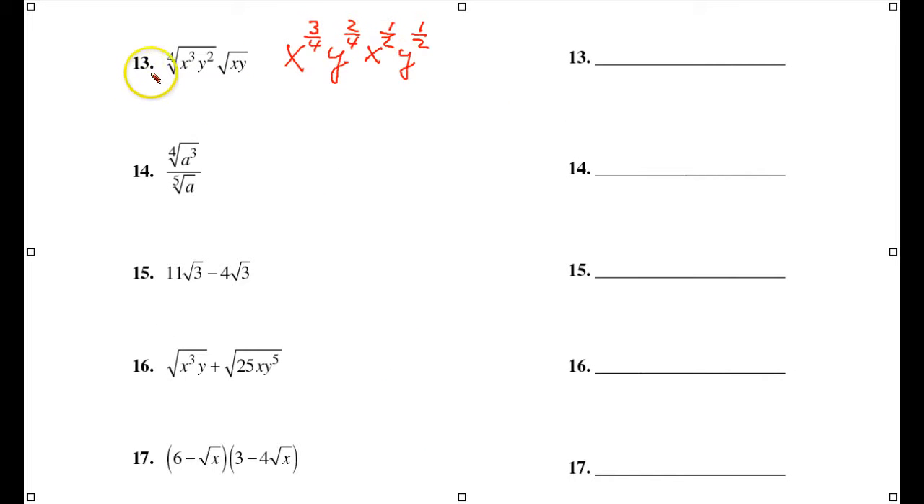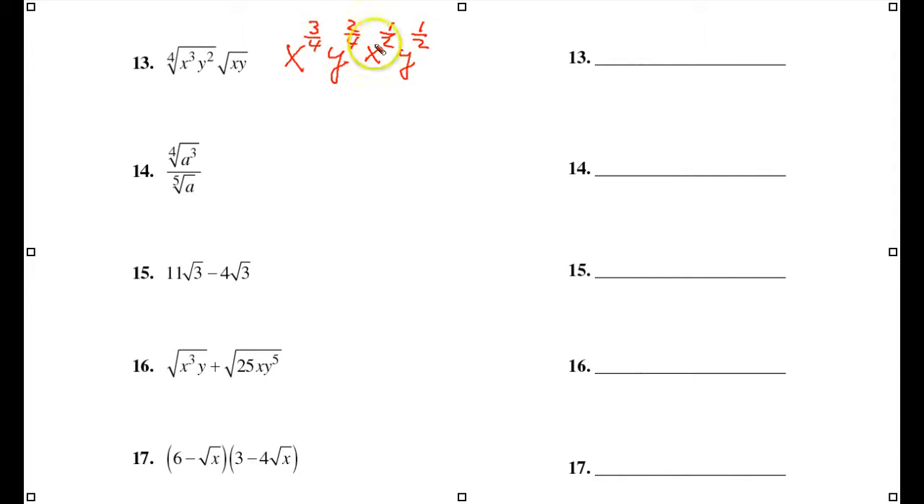So as we look at number 13, here the index number is 4. Here the index number is 2. So we can't multiply the radicands as we would do if the index numbers were the same. But if we convert it from radical notation to exponential notation, we can then work with the exponents very well.